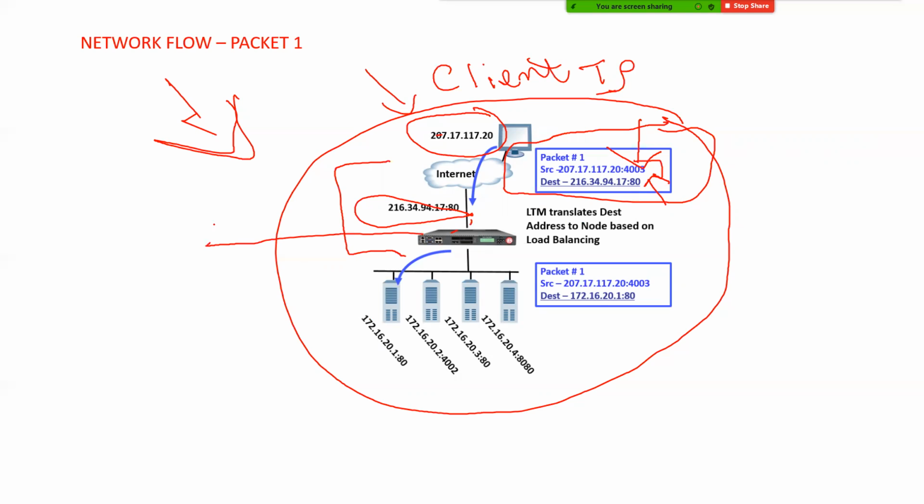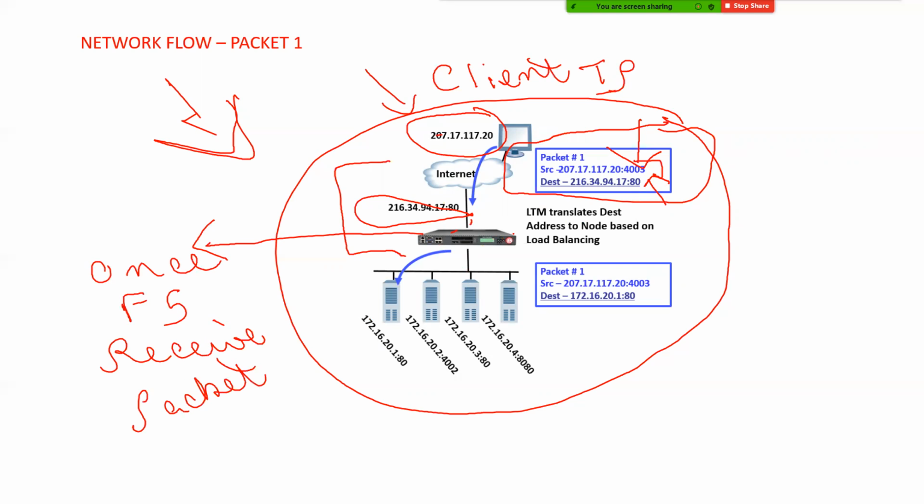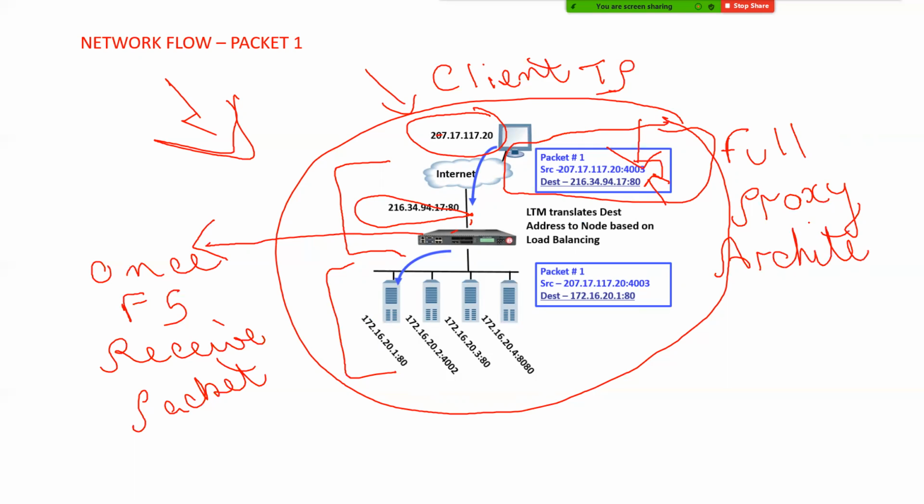Once F5 receives the packet, we are not using any SNAT here. So once F5 receives the packet, what would be the next flow in this full proxy architecture? We are using full proxy architecture here, and we are discussing network packet flow in it. In this case, we have two connections. One is from client to F5. Another one is from F5 to the server.